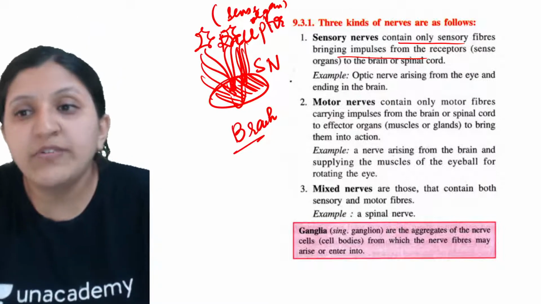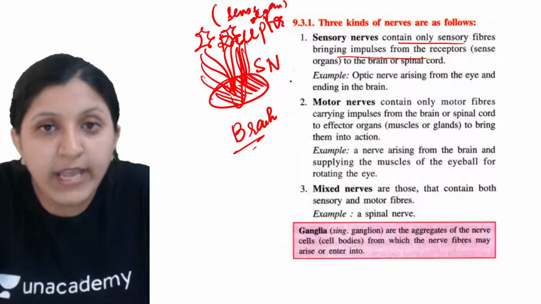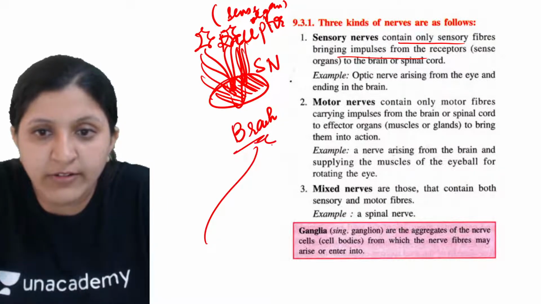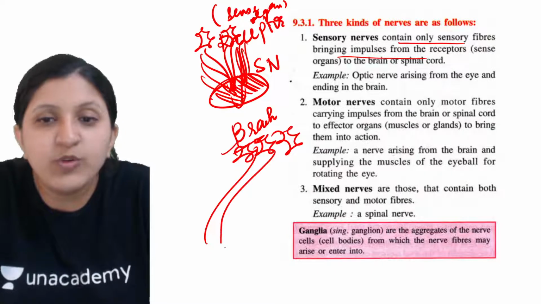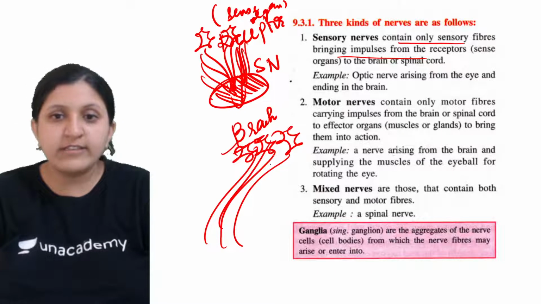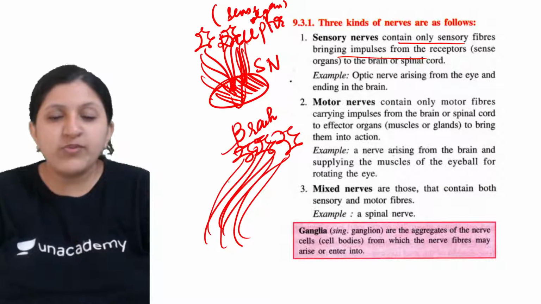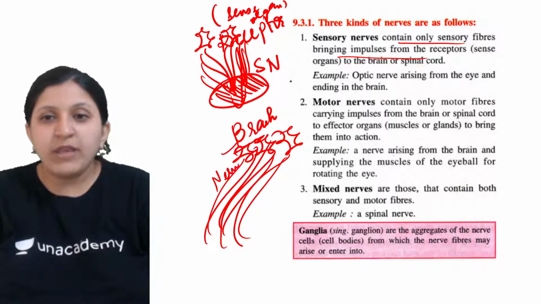Then the motor nerve contains only motor fibers. Now, the nerve fibers arise from the brain. Here in the brain you can find a cell body, and then you can find this structure, which is actually a nerve. Many neurons will be like this with a cell body, and this again forms a nerve.